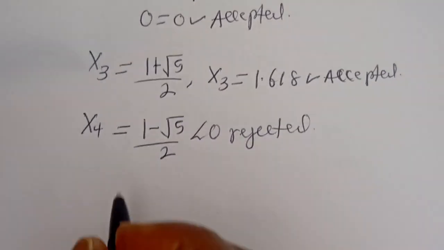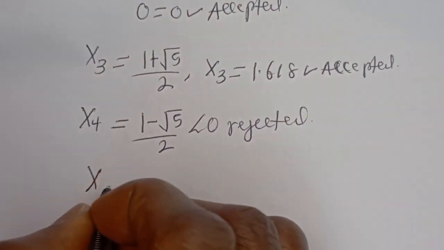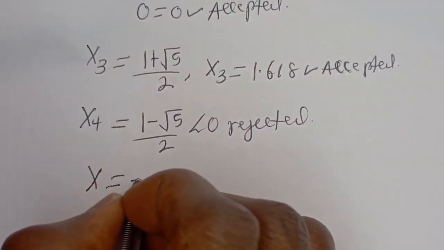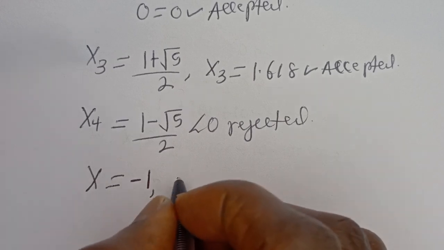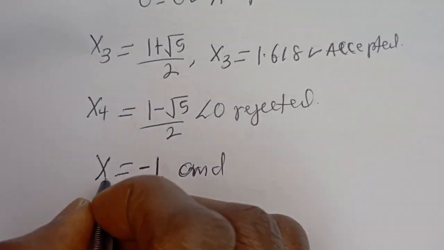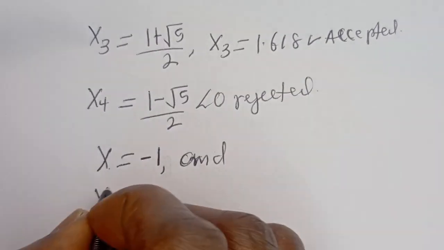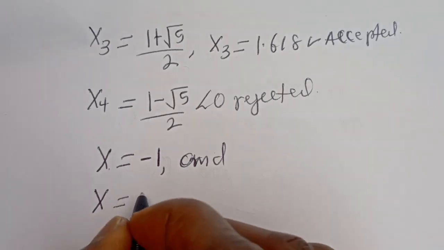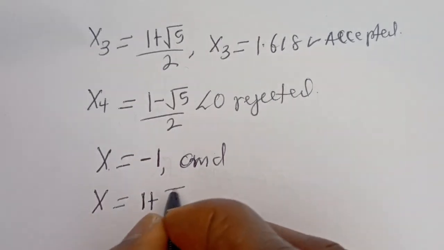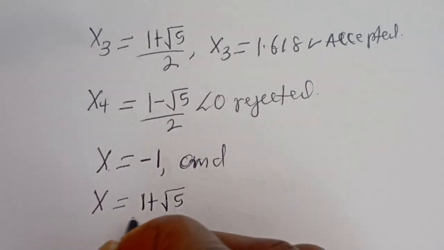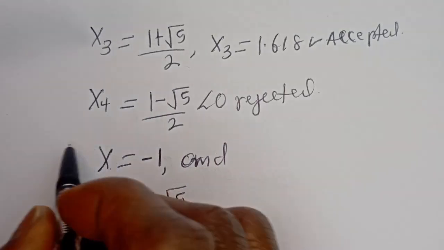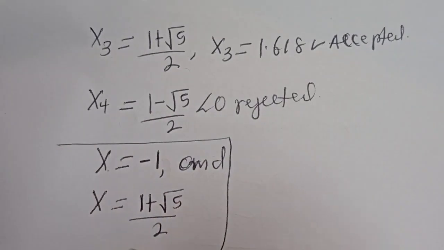Therefore, our final answer here: s is equal to minus 1 and s is equal to 1 plus square root of 5 over 2. Only these two satisfy the equation.